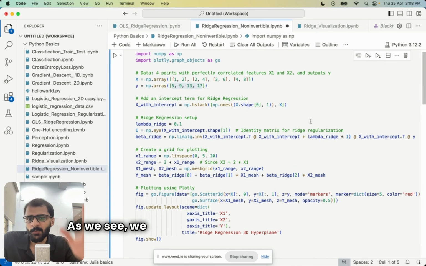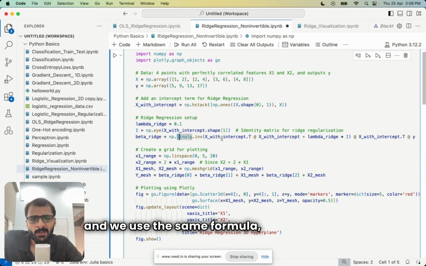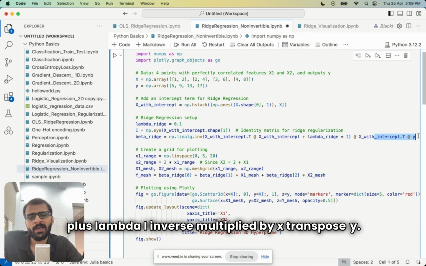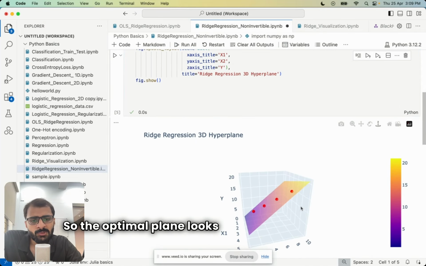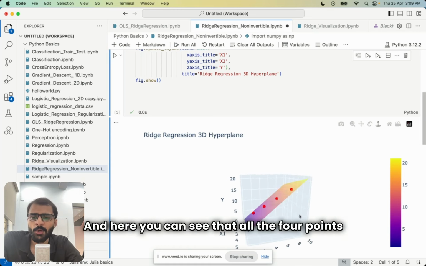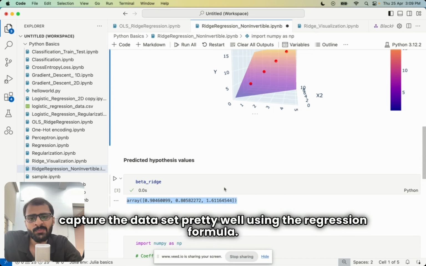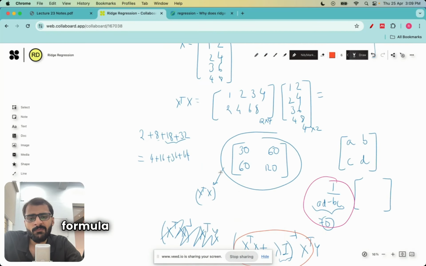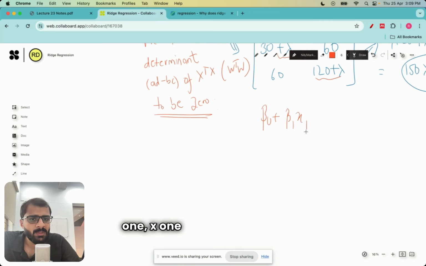As we see, we cannot use normal regression here. So we are just going to use Ridge regression, and we use the same formula: X transpose X plus lambda I inverse multiplied by X transpose Y. That's it. And then I'm going to just plot it. So the optimal plane looks something like this. And I've just plotted it along the data points. And here you can see that all the four points lie on the plane, which means we are able to capture the data set pretty well using the regression formula. If you want to check out the formula in two dimensions, it is beta naught plus beta 1 x1 plus beta 2 x2, right?